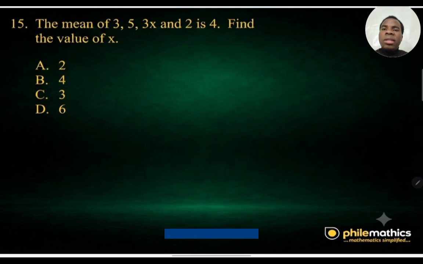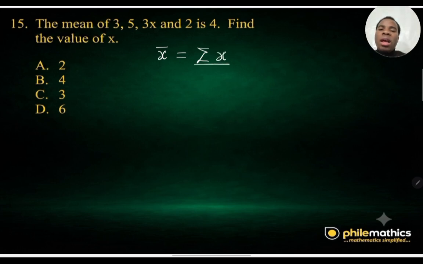This question simply tests our knowledge of mean. It says the mean of 3, 5, 3x and 2 is 4. Find the value of x. You want to recall the formula for finding mean. It says mean is the summation of the values called x over how many values are in there.